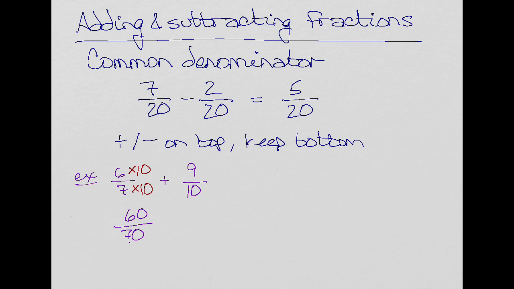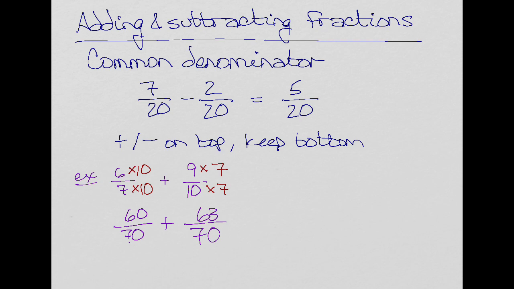For 9/10, I also would like to end up with 70 in the denominator, so I can have the common denominator and actually add these together. So I'm going to say, what did I have to multiply times 10 to get 70? Well, I had to multiply 10 times 7 to get 70. Whatever I multiplied on the bottom, to have an equivalent fraction, I have to multiply the same thing on the top. 9 times 7 is 63.